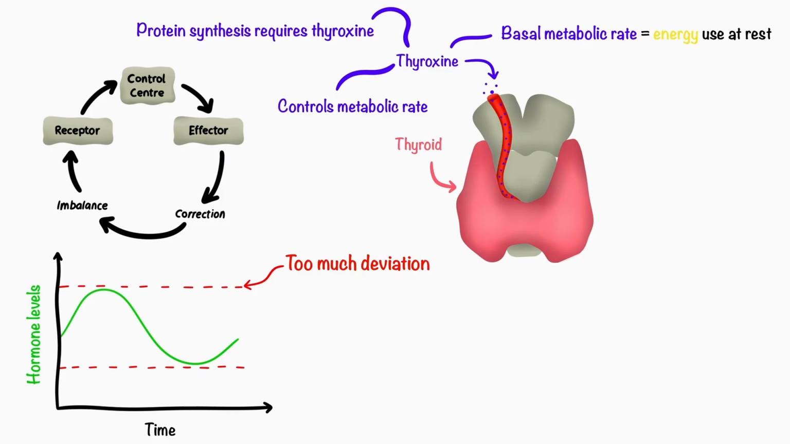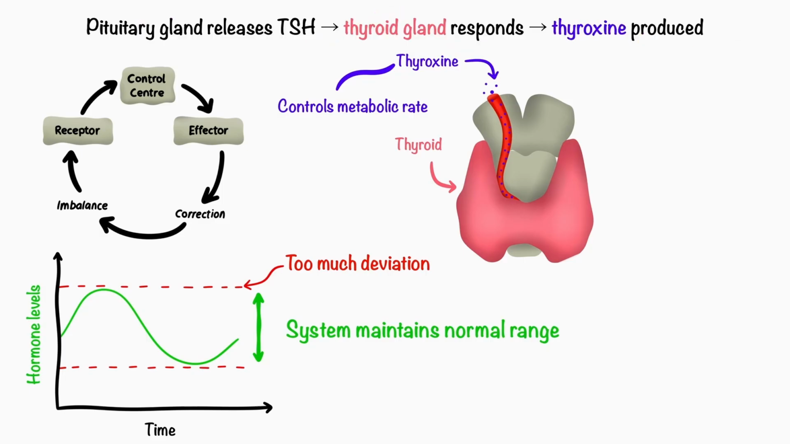Both adrenaline and thyroxine are controlled by negative feedback systems. This is a key mechanism that maintains hormone levels within narrow limits. In a negative feedback system, when levels of a hormone rise too high or fall too low, it triggers responses that bring the level back to normal. Let's look at how this works for thyroxine.